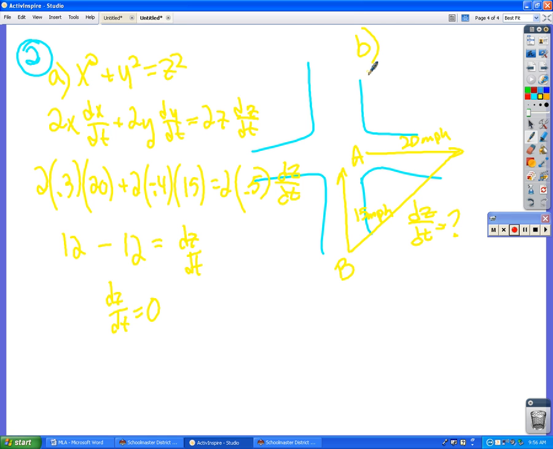Now, part B is, how do you want to do it? It says, is the distance immediately after that increasing or decreasing? Yeah, that's what I would suggest that you do, is just to change these distances.